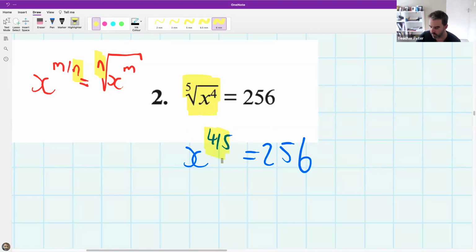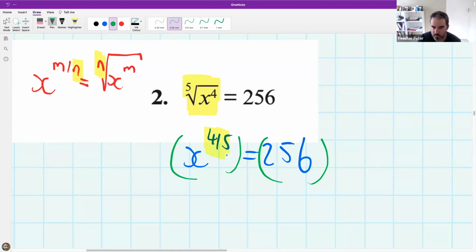And I want you guys to design a procedure that you do to both sides, that when you do it, you make the x a 1. So that's the goal. And I want you to think about what you need to do to make the x a 1.